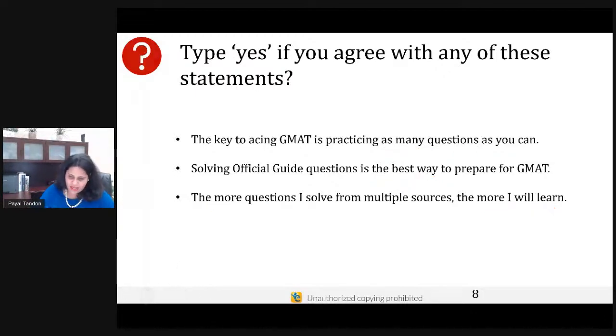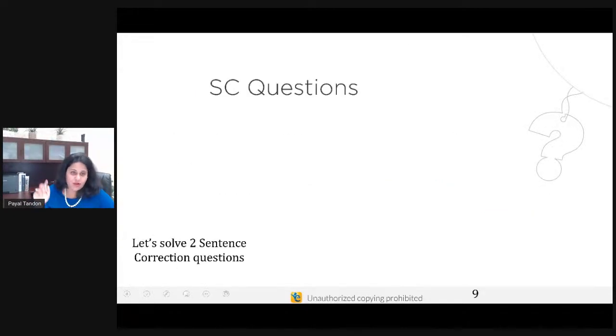Okay. Now, next, we are going to solve 2 sentence correction questions. We'll get into question solving mode right away. Now, I'm going to give you 90 seconds to solve each of these questions. After about 80 seconds, I'm going to give you a 10-second warning, letting you know that the time is approaching. And then I'm going to show you the next question.